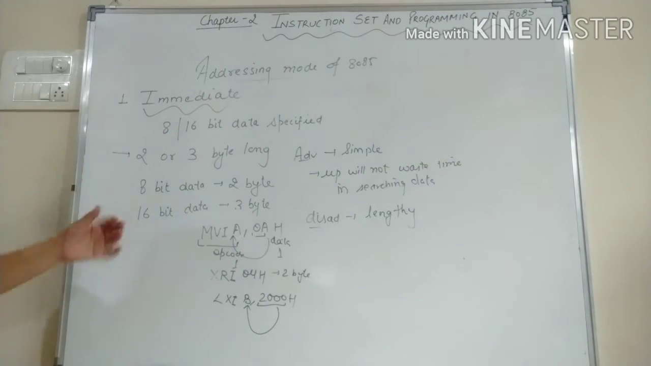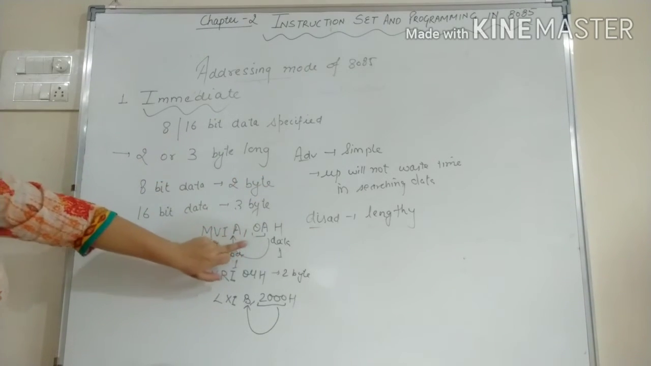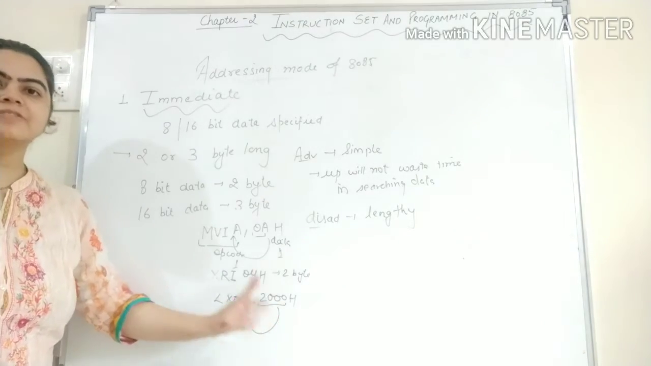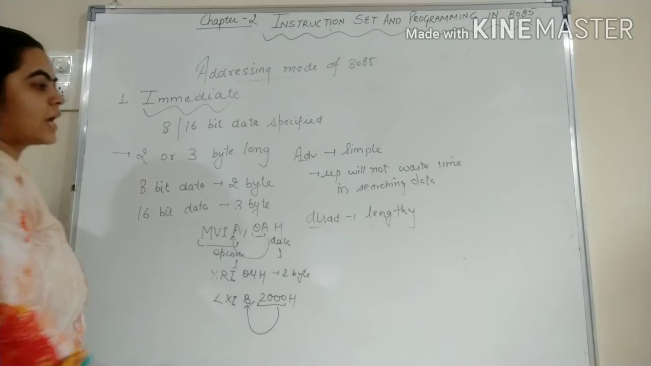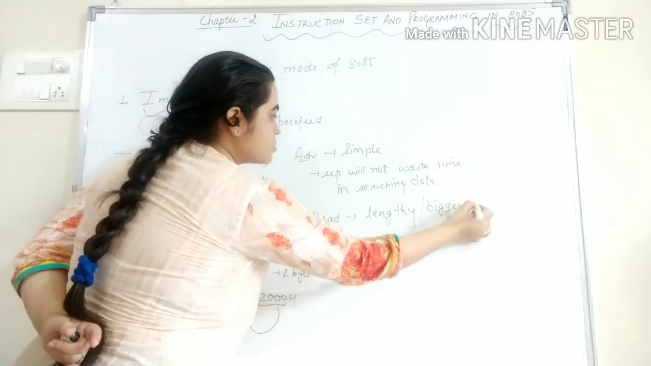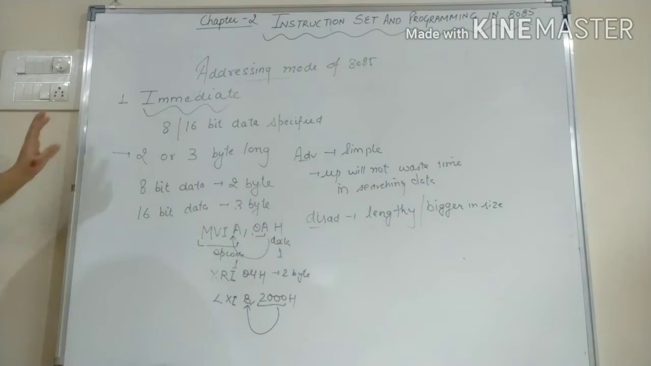Why? Because data is given in the instruction. If data is given in the instruction, then this will occupy 2 bytes of memory. If the 16-bit data is given, then it will occupy 3 bytes of memory. So these types of instructions are lengthy or bigger in size. So this is the disadvantage in case of immediate addressing mode. I hope you all understand about the immediate addressing mode.